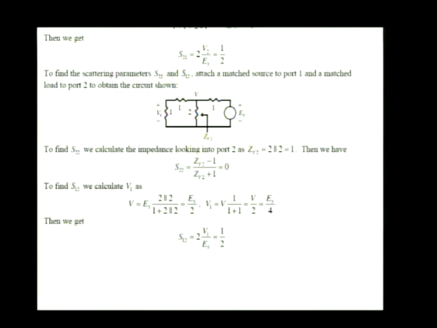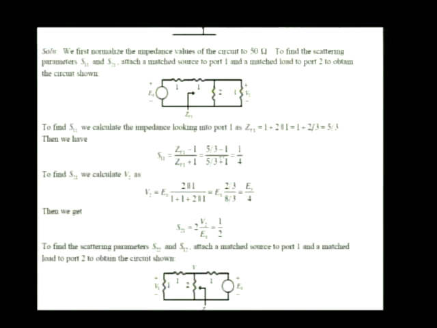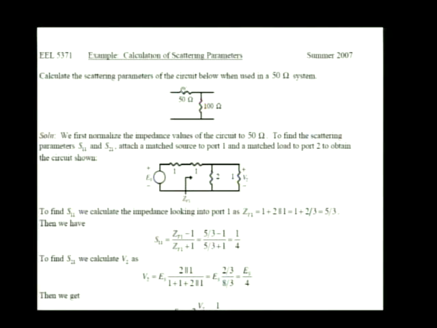Here's the formula from the notes for S22. If you know ZT2, all you have to do is this simple calculation. ZT2 minus 50 over ZT2 plus 50, or ZT2 minus Z0 over ZT2 plus Z0, but we're normalizing everything, dividing everything by Z0. So it's just ZT2 minus 1 over ZT2 plus 1. When ZT2 is 1, big fat 0. S22 for the original 2-port. Here, S22 is equal to 0.